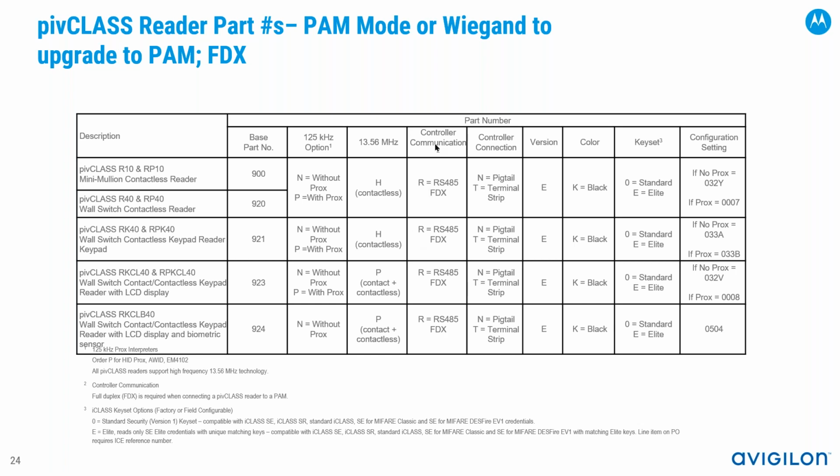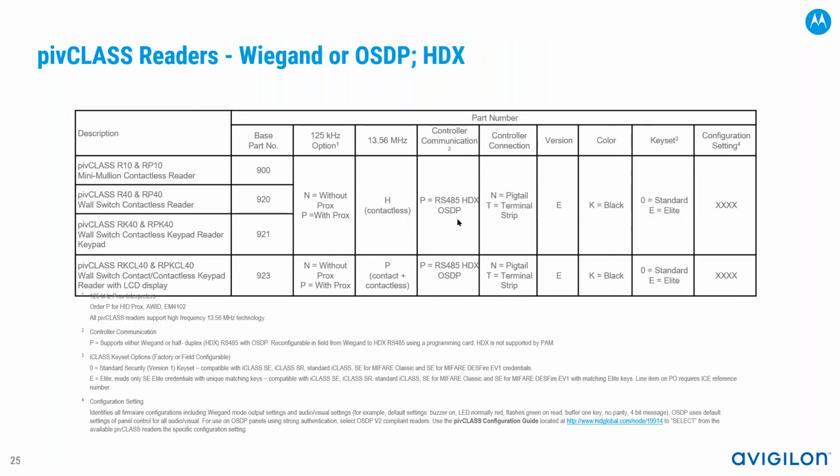So here's a quick one, for example. If I'm using a PAM, then I need a full duplex, so I want to make sure that my cards have an R, not a P. Here's the half duplex P, and then this is the type of reader, right? So an R10, R40, RK40, or a full-blown RKP CL, which has a display with contactless keyboard and fingerprint. So you would use that proximity and contactless, and even color, right? So you can determine all that.